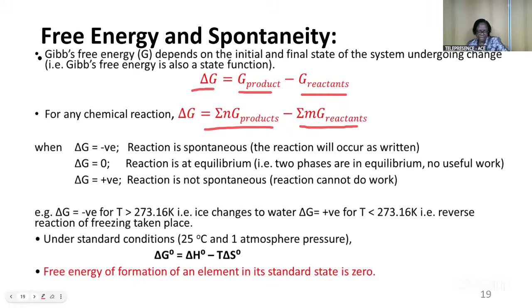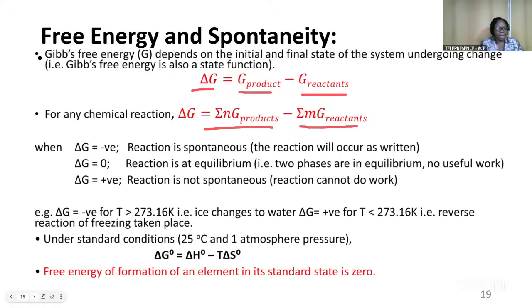So when you have delta G equals negative, just like you have for certain substances, for reactions too, it will mean that the reaction is spontaneous, which means it occurs as it is written. For delta G equals 0, it is at equilibrium. So the two phases are in equilibrium. There's no useful work. There's no free energy to work. And then delta G equals positive means that the reaction is not spontaneous, which means the reaction cannot do any work.